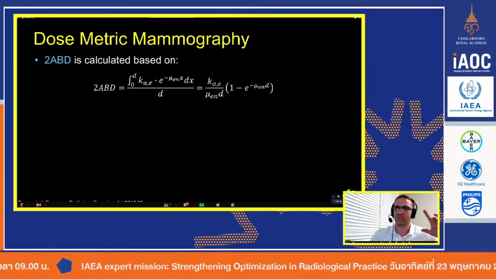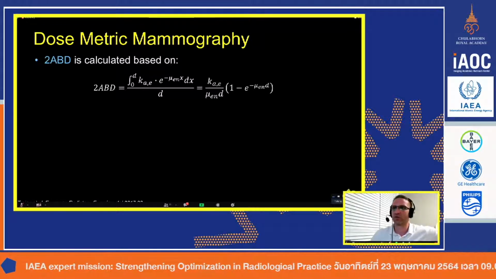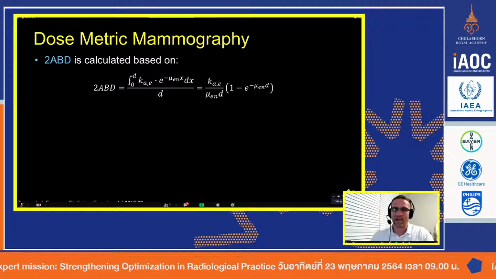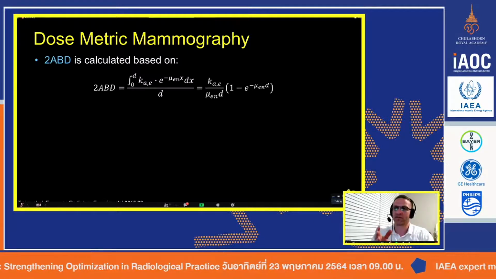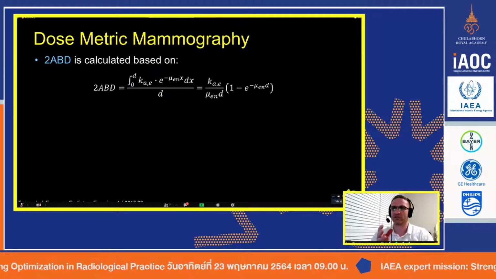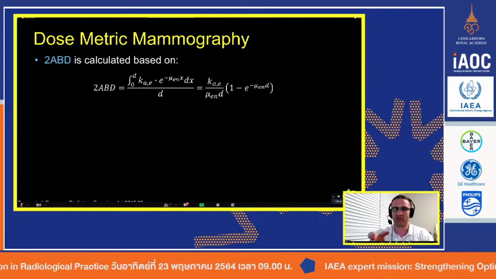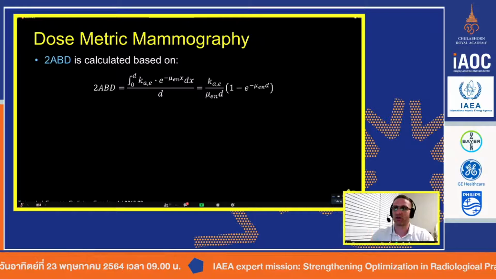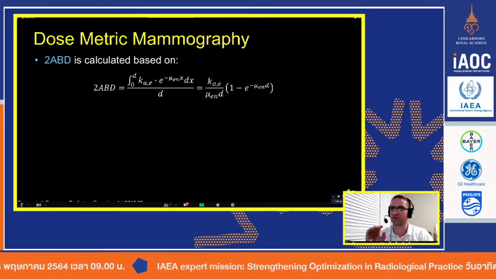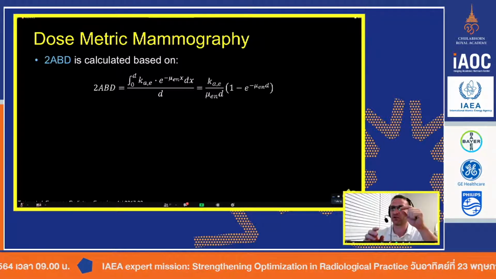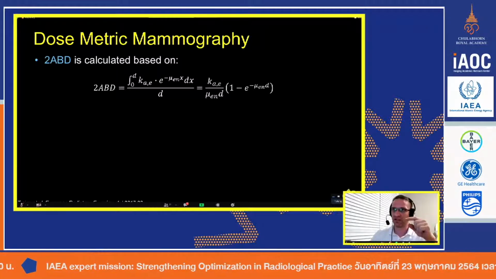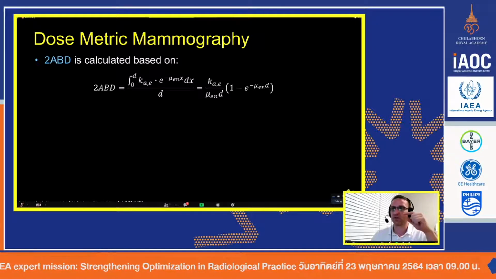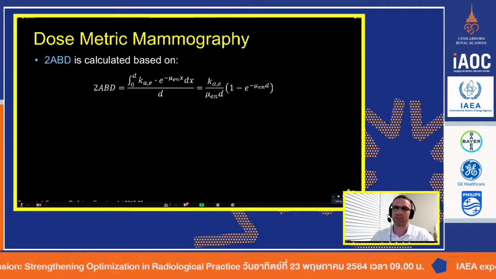Whereas mean glandular dose, D sub G, we've been doing that for 30-something years. And so all of the vendors are very used to reporting mean glandular dose. My guess is in the future, at some point, you might start getting 2ABD options. It would give you the mean glandular dose based off 2ABD instead of based off Dance or Boone or Wu method. So that's just my guess.